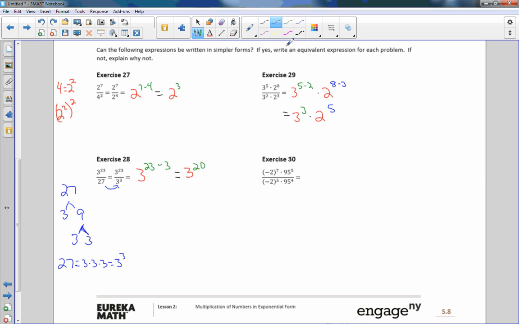Okay. And exercise 30, negative 2 divided by negative 2 will give me a base of negative 2. Keep it in the parentheses. 7 minus 5 times 95 to the power of 5 minus 4. That will simplify to negative 2 to the power of 2 times 95. 5 minus 4 is 1. I'll just stop there and write 95. And there it is in simplest form.